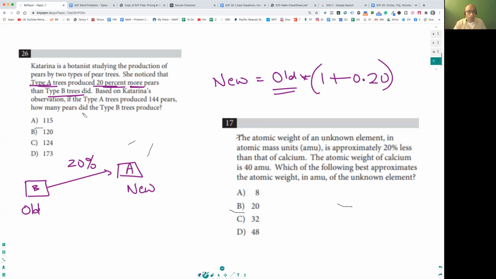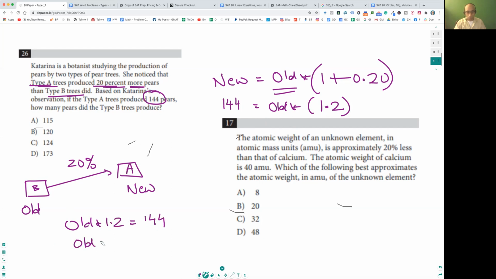Now, the old is not given to you. Remember, I told you to do this reverse thing? You're given the new, which is 144. So you're gonna write down 144 is equal to old times 1.2. And so the old, like many of you said, you're gonna have to divide in the end. So old times 1.2 is 144, and so the old is gonna be 144 over 1.2, right?